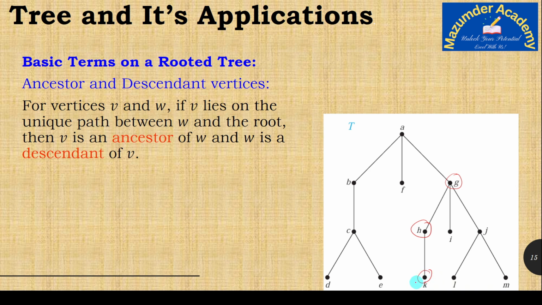And we can say H is a descendant of G, K is a descendant of G, K is a descendant of H. This is the concept.